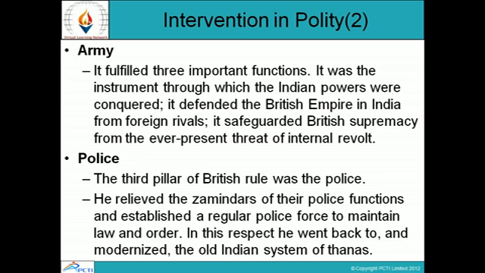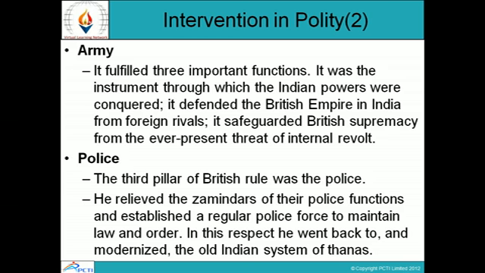So intervention in polity happened in the army as well. It fulfilled three important functions. It was the instrument through which the Indian powers were conquered. It defended the British Empire in India from foreign rivals. It safeguarded British supremacy from the ever-present threat of internal revolt.